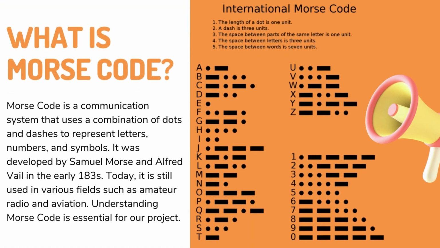So, what is Morse code? Basically, Morse code is a communication system that uses a combination of dots and dashes to represent letters, numbers, and symbols. It was developed by Samuel Morse and Alfred Vail in the early 1830s. Today, it is still used in various fields such as amateur radio and aviation. Understanding Morse code is essential for our project, as we will be representing our name in Morse code only.